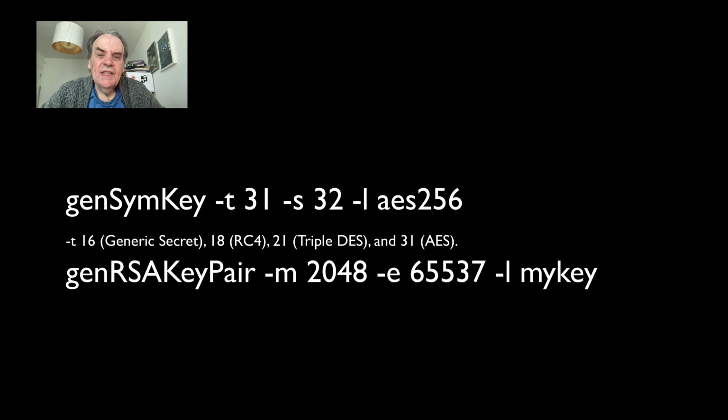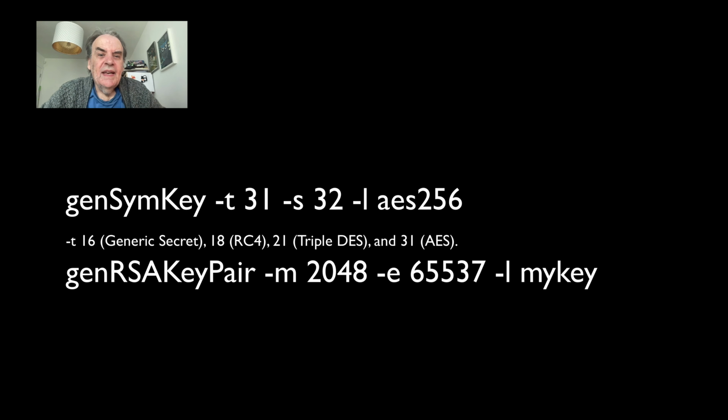Within Cloud HSM CLI, we can use the genSymKey command to generate a symmetric key within the HSM, and where we use -t for the key type, 31 is for AES, -s for the key size, 32 bytes for a 256-bit key, and -l is the label. genSymKey -t 31 -s 32 -l AES256. With genSymKey, the key types are 16 generic secret, 18 RC4, 21 triple DES, and 31 AES.